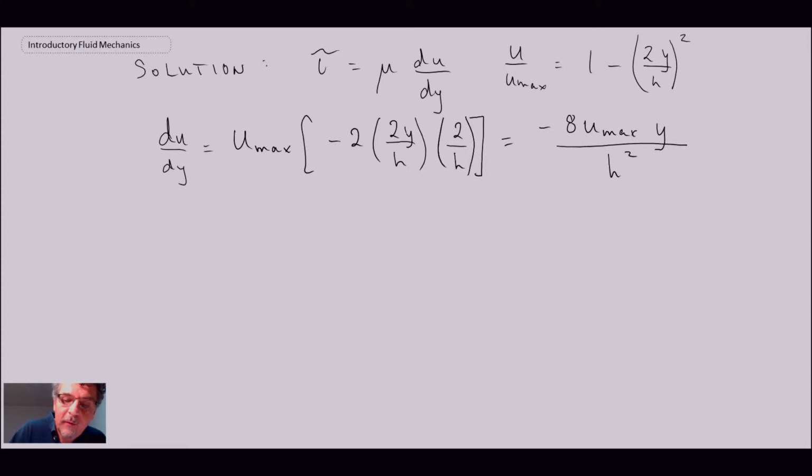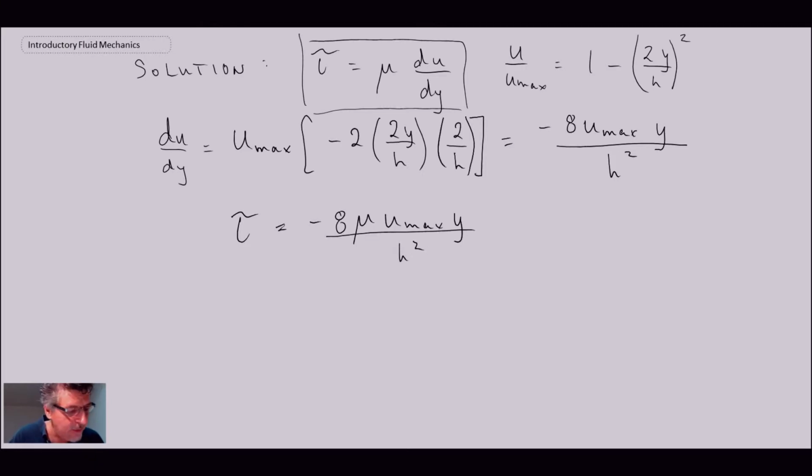Okay, so we know from our Newtonian relationship between shear stress and shear rate that tau is equal to minus 8 mu u max y divided by h squared. So let's plug in the values and see what we get. Looking up the value for water, what did we say? At 15 degrees C, viscosity is equal to 1.3 times 10 to the minus 3 kilograms per meter second. So let's plug the numbers in and see what we compute.